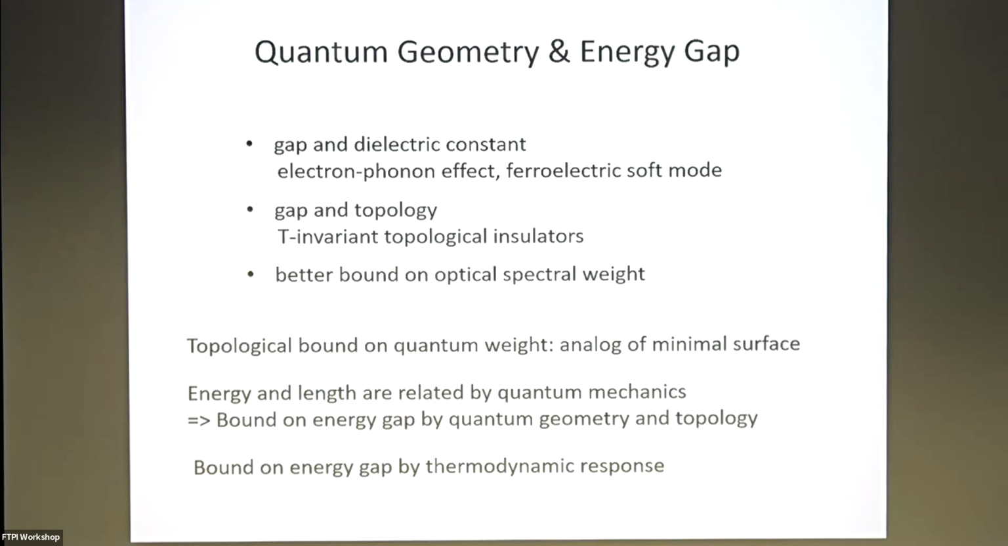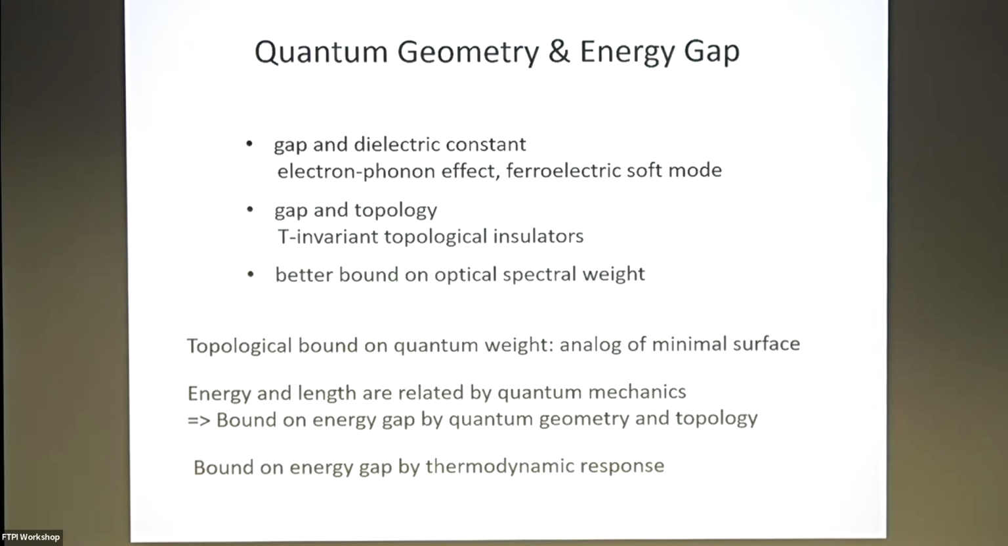I focused on the energy gap and how it relates to the topological invariant, the Chern number, and also how it relates to the dielectric constant. I didn't have time, but there's also the deep connection with quantum geometry. Basically the Chern number is related to the Berry curvature, while this quantum weight is related to the so-called quantum metric. And this leads to many interesting open questions.